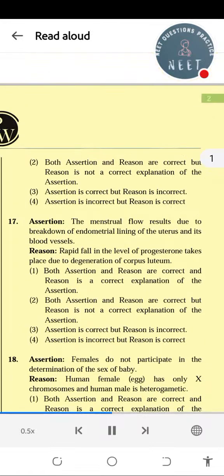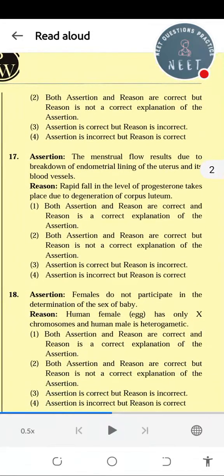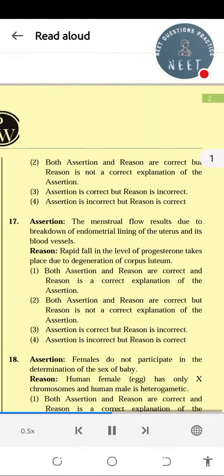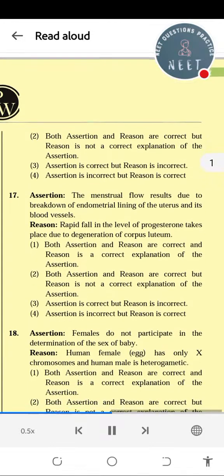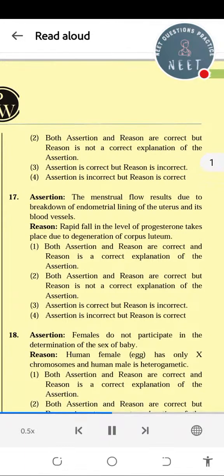3. Assertion is correct but reason is incorrect. 4. Assertion is incorrect but reason is correct. 17. Assertion: The menstrual flow results due to breakdown of endometrial lining of the uterus and its blood vessels. Reason: Rapid fall in the level of progesterone takes place due to degeneration of corpus luteum.